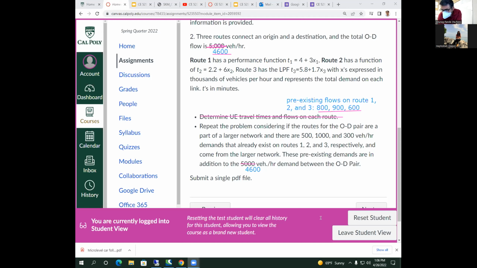Anyone who has not solved it, are there any questions about this problem so far?